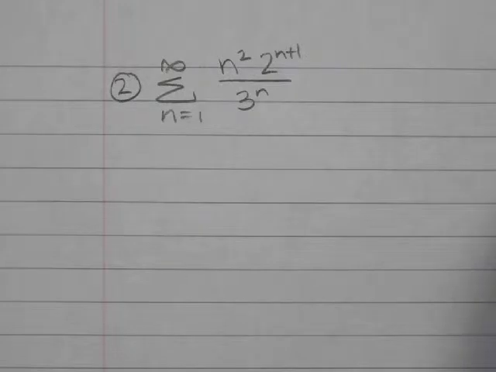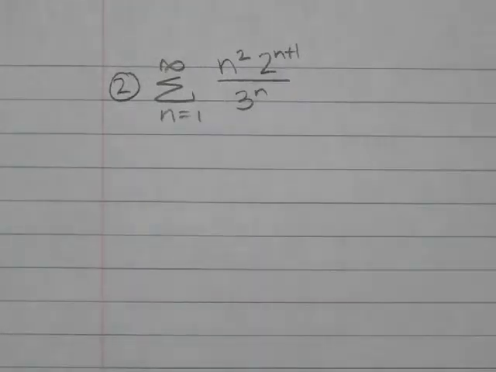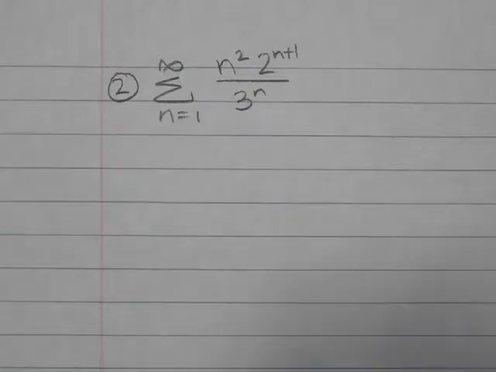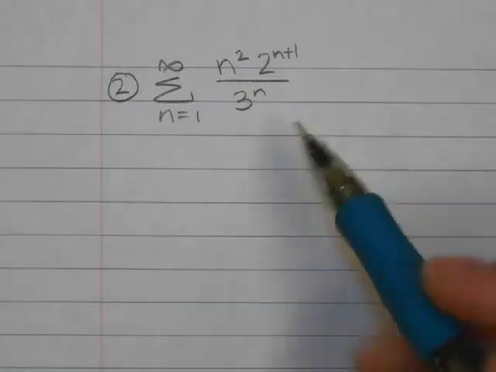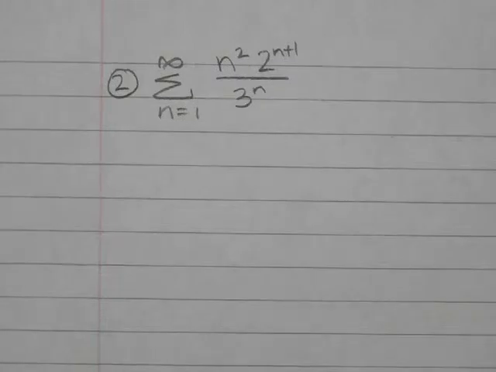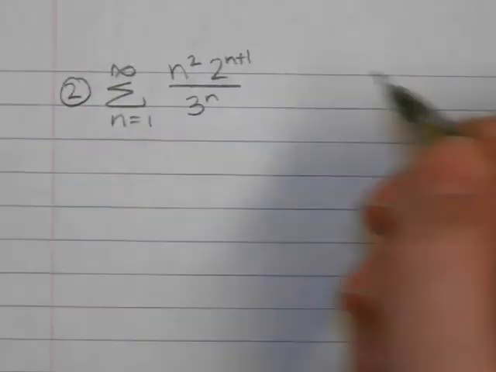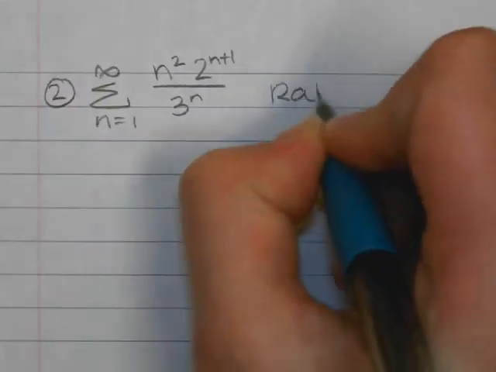It's clearly not geometric. Root test isn't going to work because we only have one thing to the nth power. It's not alternating signs. Integrating that would be a bear. So this is the ratio test. And so I'll go ahead and get it set up.